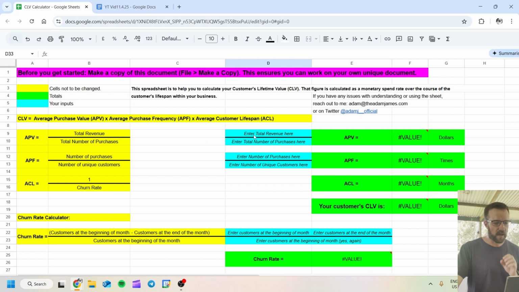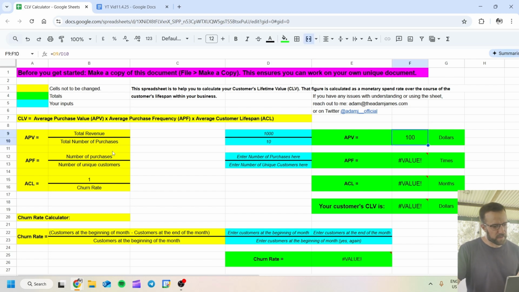So let's say your customer has spent $1,000 with you. They've had 10 purchases, which means the average purchase value is $100. We're just making the maths easy. As you can see, it fills out here by itself.